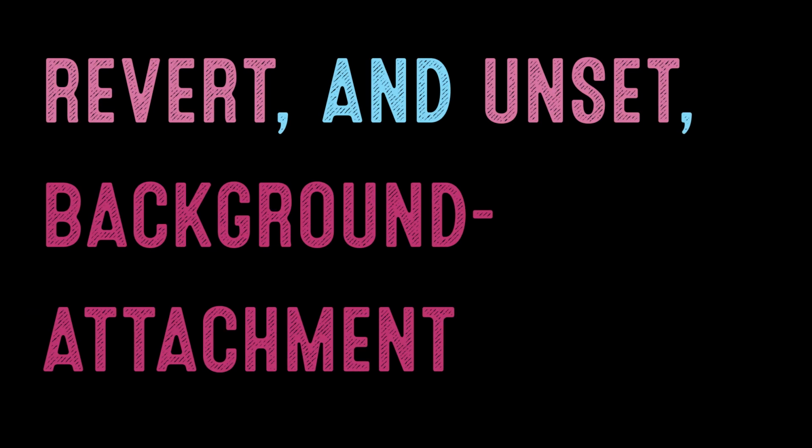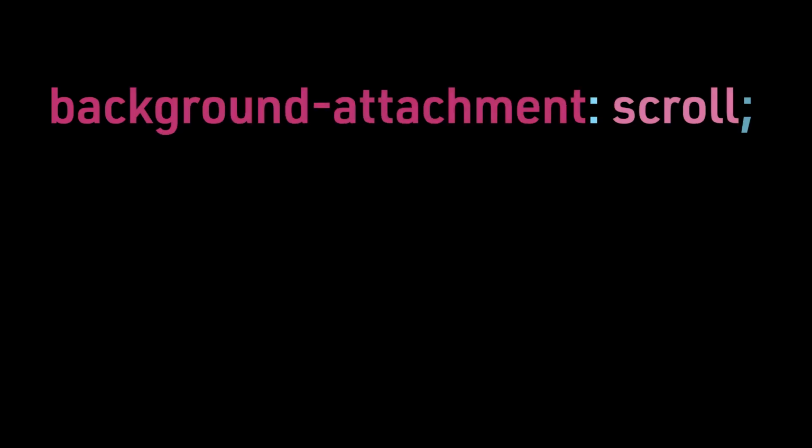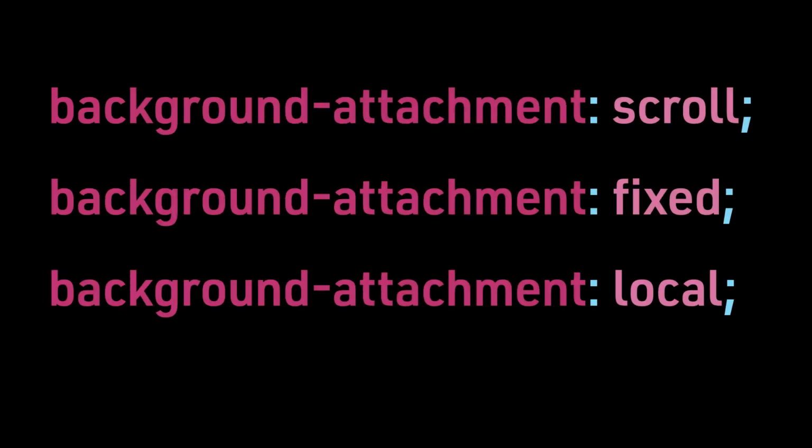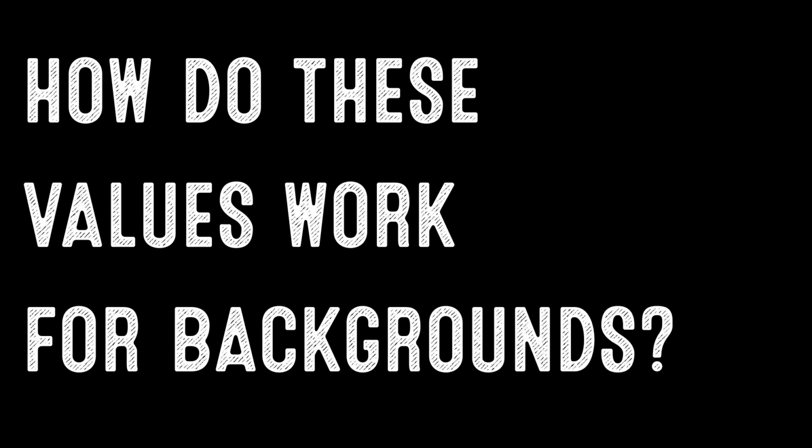In addition to the global values of inherit, initial, revert, and unset, background attachment has the following values: background attachment scroll, background attachment fixed, and background attachment local. How do these values work for backgrounds?